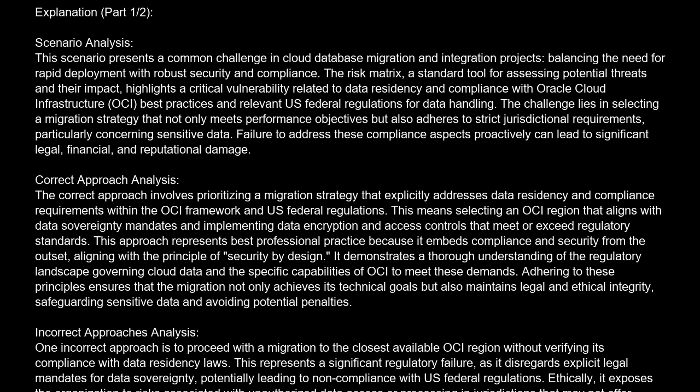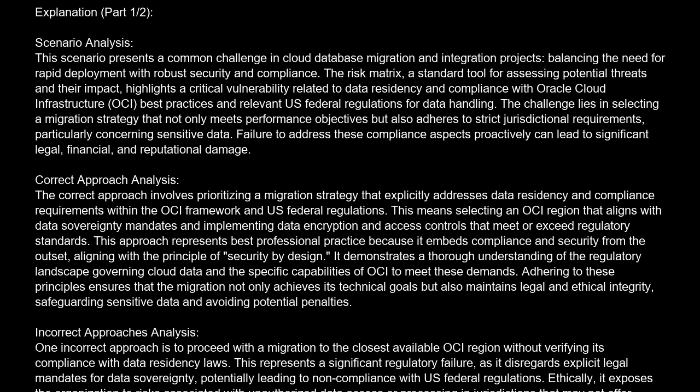Correct approach analysis. The correct approach involves prioritizing a migration strategy that explicitly addresses data residency and compliance requirements within the OCI framework and U.S. federal regulations. This means selecting an OCI region that aligns with data sovereignty mandates and implementing data encryption and access controls that meet or exceed regulatory standards.